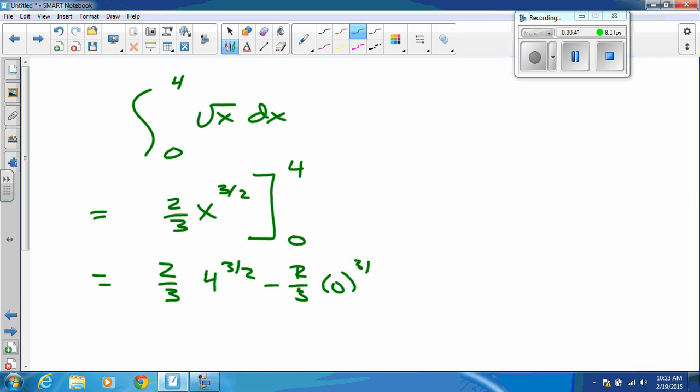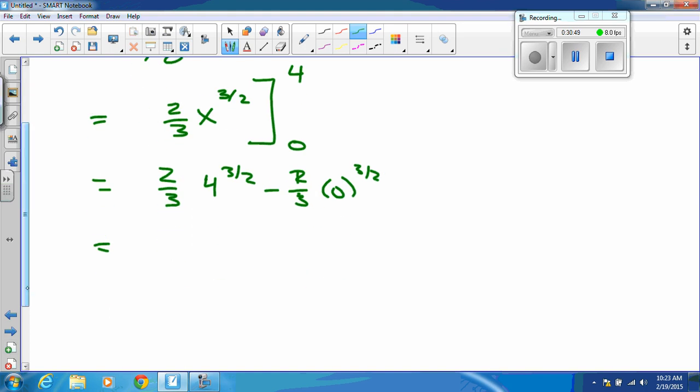is like so. Okay, now what? First of all, the easy one. What's 0 to the 3 halves? What's that? 0. Yeah. So this is 0. Now, 4 to the 3 halves. How do we think about that?